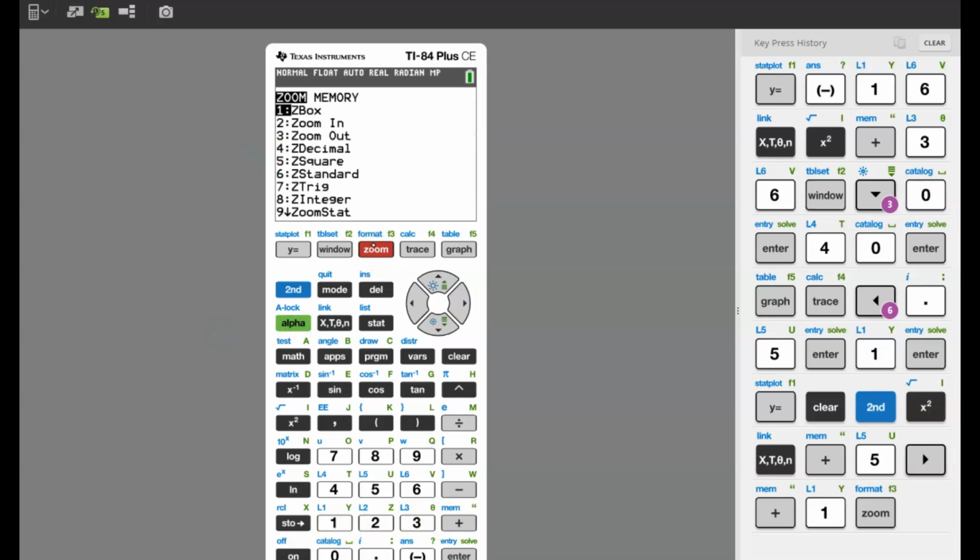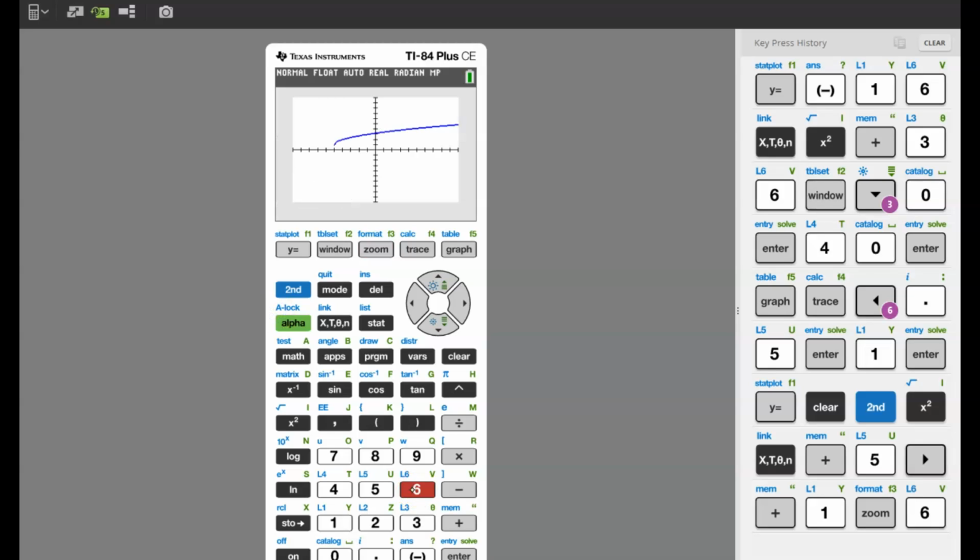Now I just want a window that goes from negative 10 to 10, like I have on my paper. And so this is what I get back. Now you don't want to just slap that on your paper. You want to be very precise. We want to fill out our table.